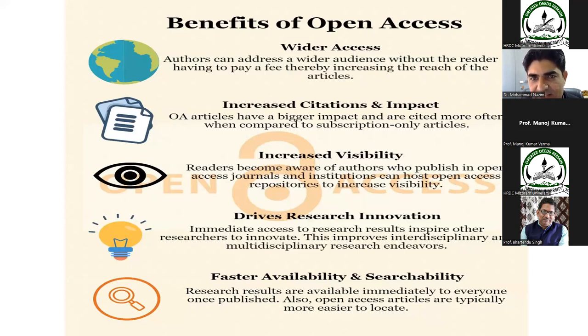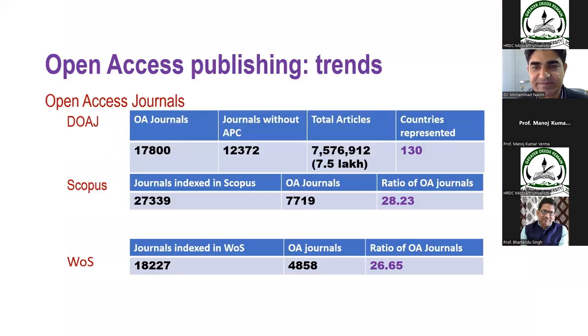But for the researchers, the important things are wider access, increased citation and impact, and increased visibility. These are the three important reasons for researchers to choose open access publishing. Otherwise, your publications will be read or accessed by only those people where the particular journal is subscribed.